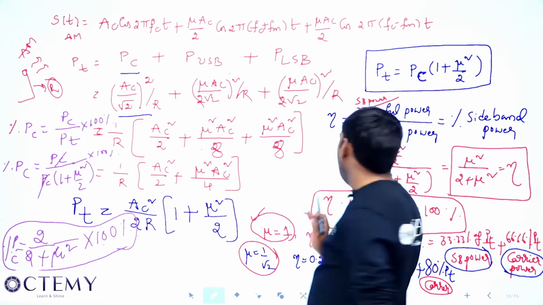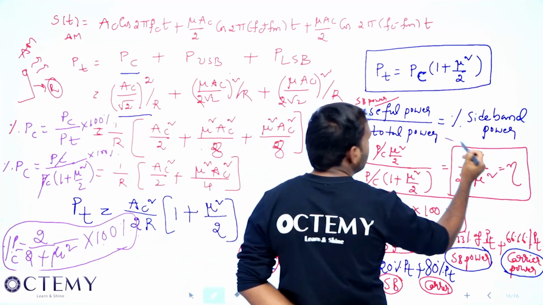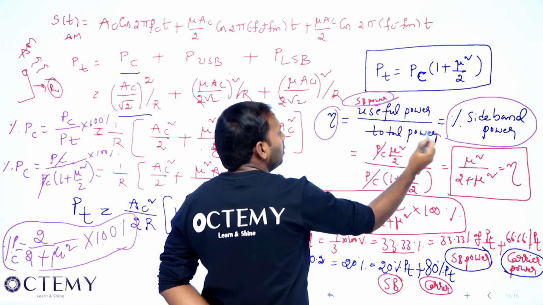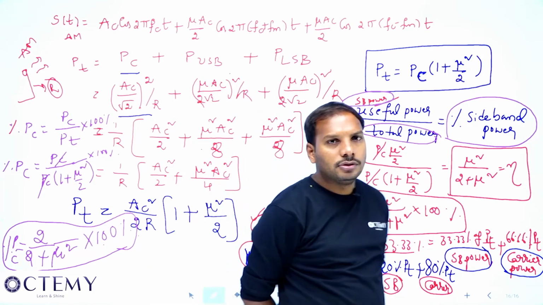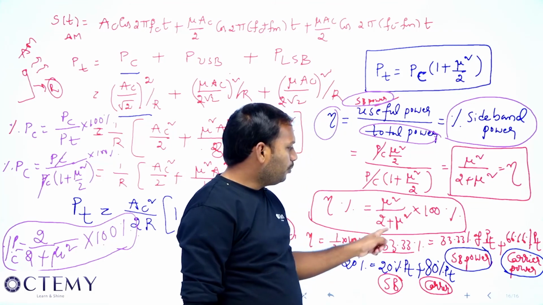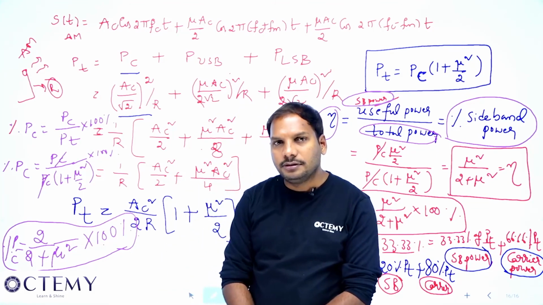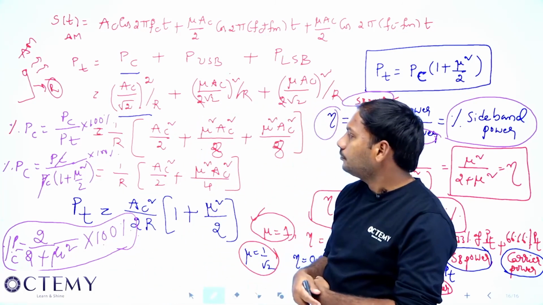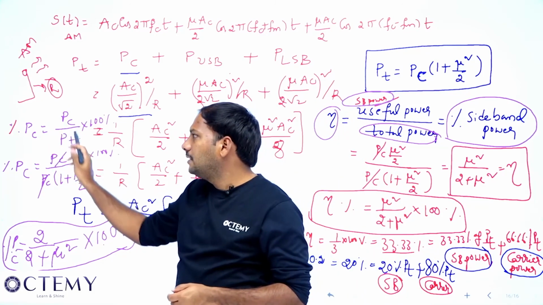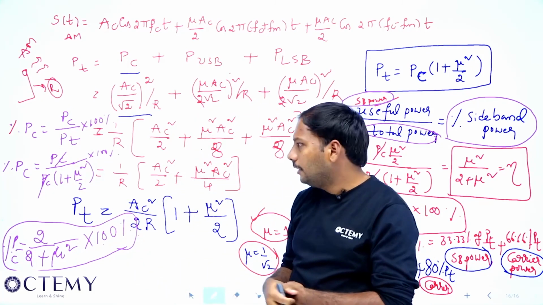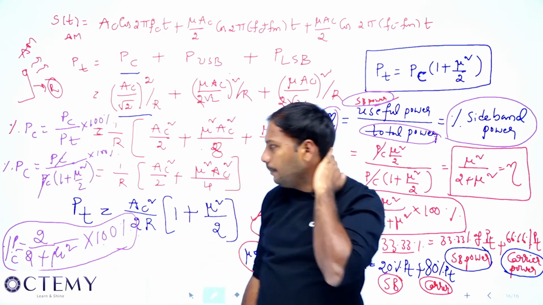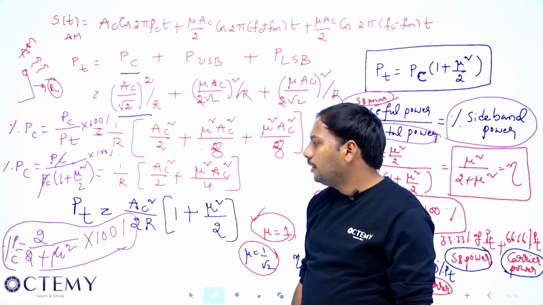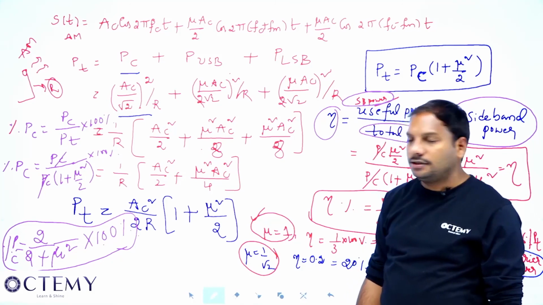Okay, so this is the percentage of the sideband power. You have to call it efficiency. This is the sideband power divided by total power. This is the formula you have to use. You will get mu square by (2 plus mu square) into 100%. Similarly, the percentage of carrier power is PC divided by PT into 100%. So percentage of PC equal to PC by PC into (1 plus mu square by 2) into 100%. So we'll be getting 2 by (2 plus mu square) into 100%.